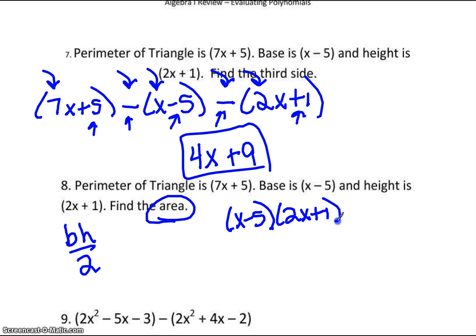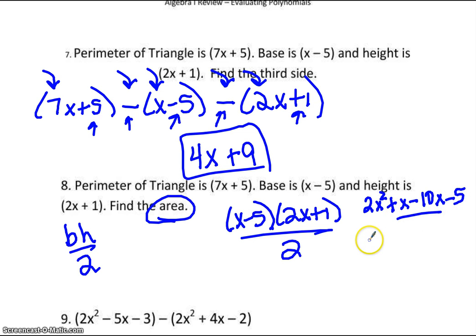2x plus 1, and it's all over 2. So distribute. X times 2x is 2x squared. X times 1 is plus x. Negative 5 times 2x is minus 10x, and negative 5 times 1 is minus 5. The two x terms in the middle combine, so you have 2x squared minus 9x minus 5, and it's all over 2.